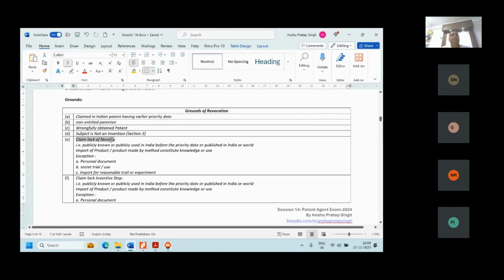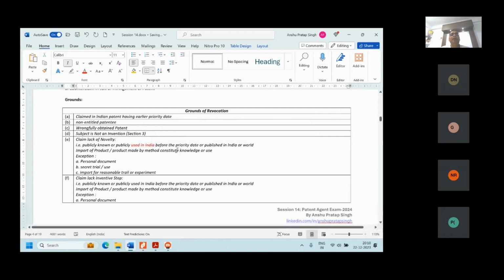Lack of novelty. That is, it is publicly known or publicly used in India before the priority date, or published in India or the world. Now, please remember, when we were discussing novelty, our idea was that novelty is global, whether it is published or used, right? That's how we were proceeding. However, if I'm talking of revocation, use is not global. Use is only in India.